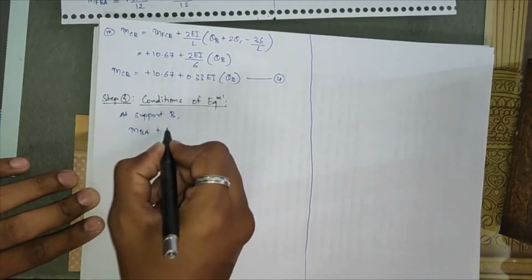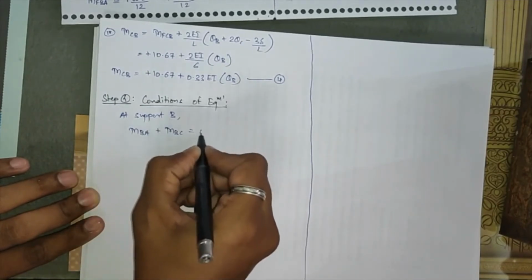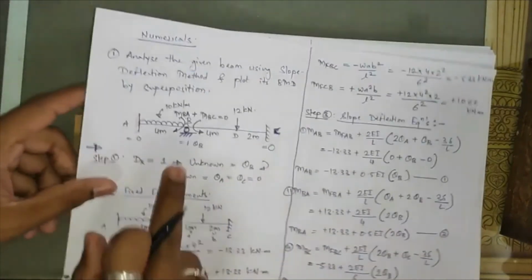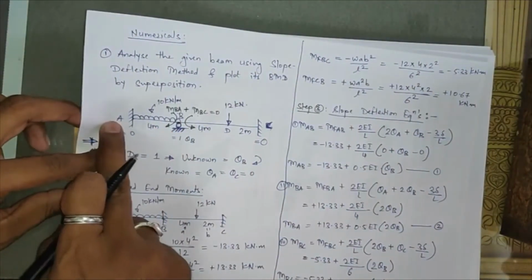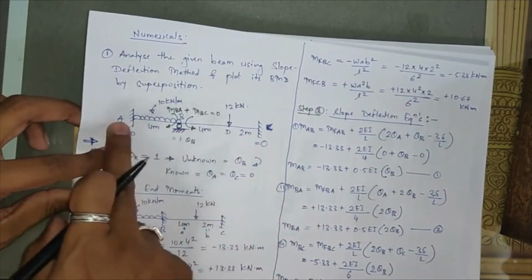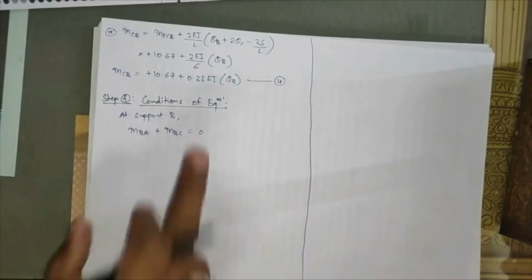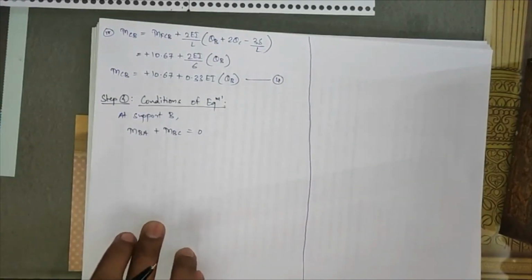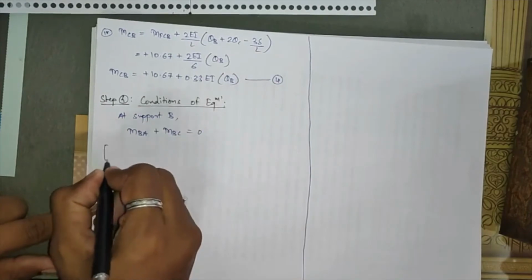MBA plus MBC will be equal to 0. That is, for member B, the summation of both moments, MBA for member AB and MBC for member BC, shall be equal to 0. So we'll write the slope deflection equation for B that we have seen.